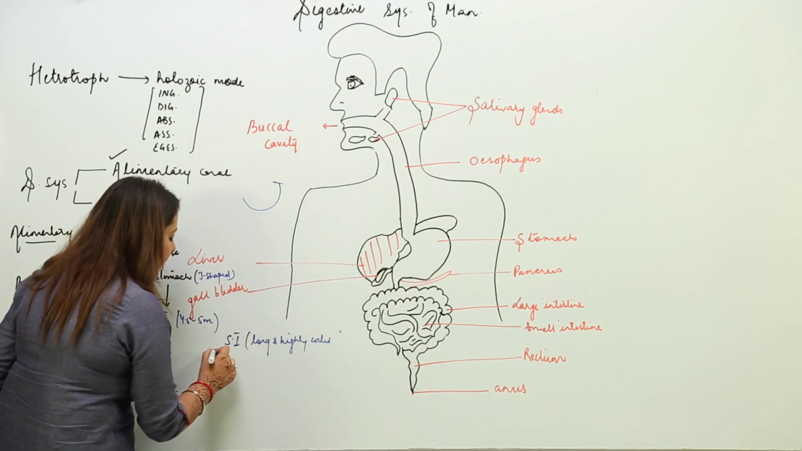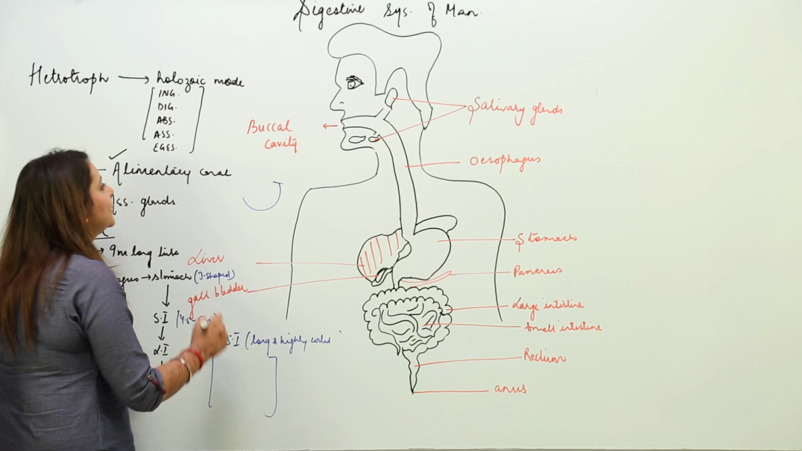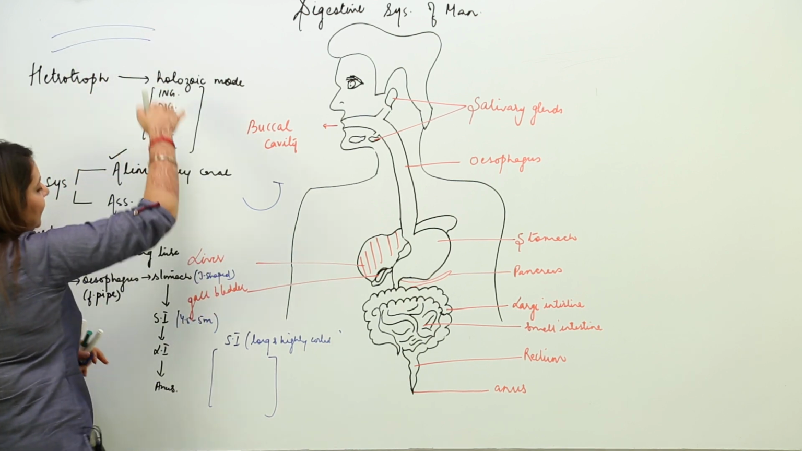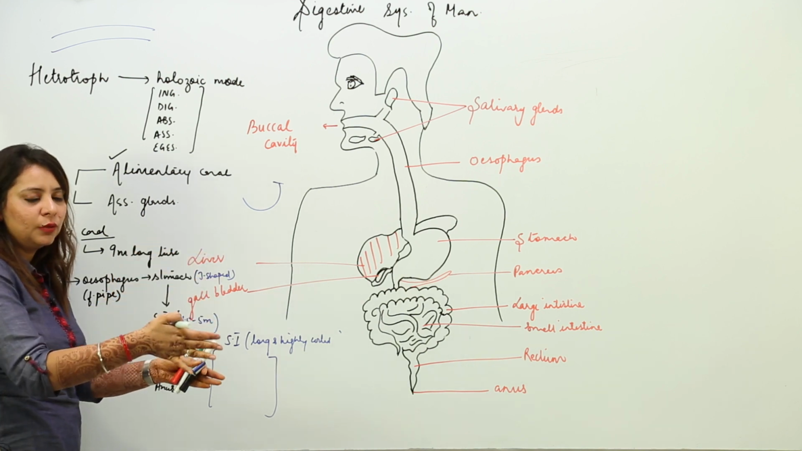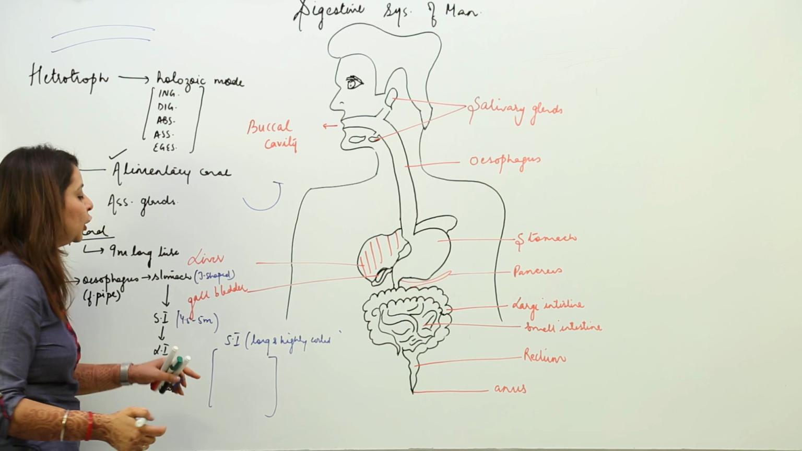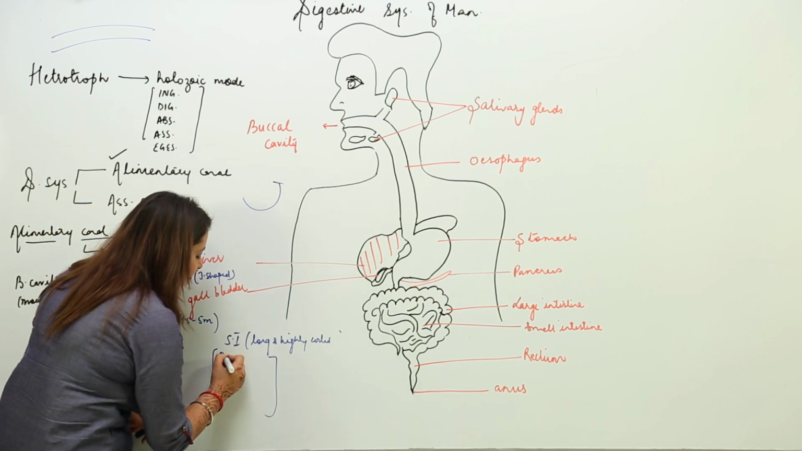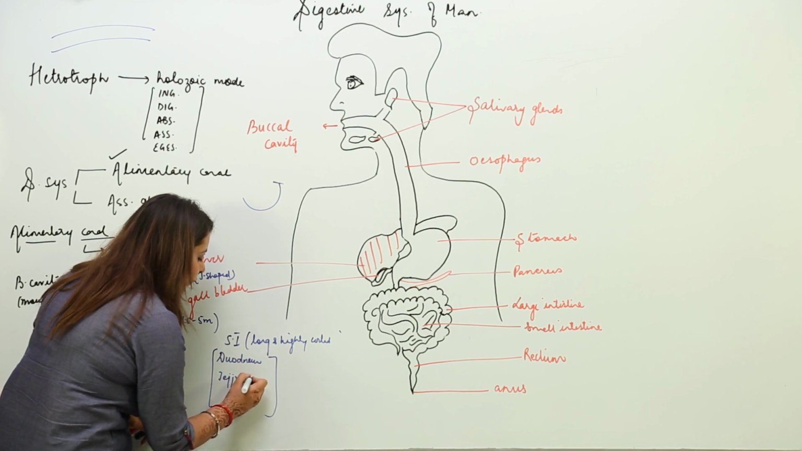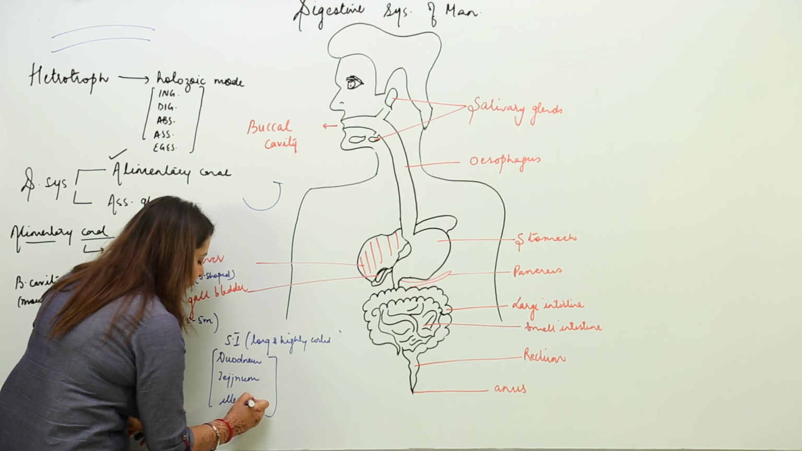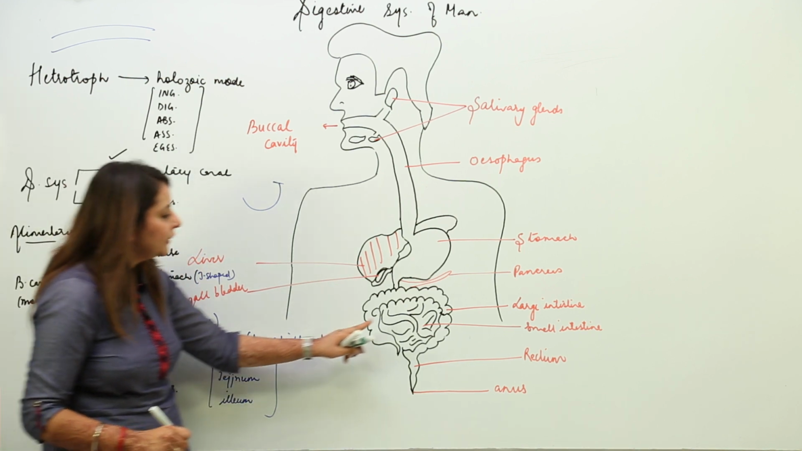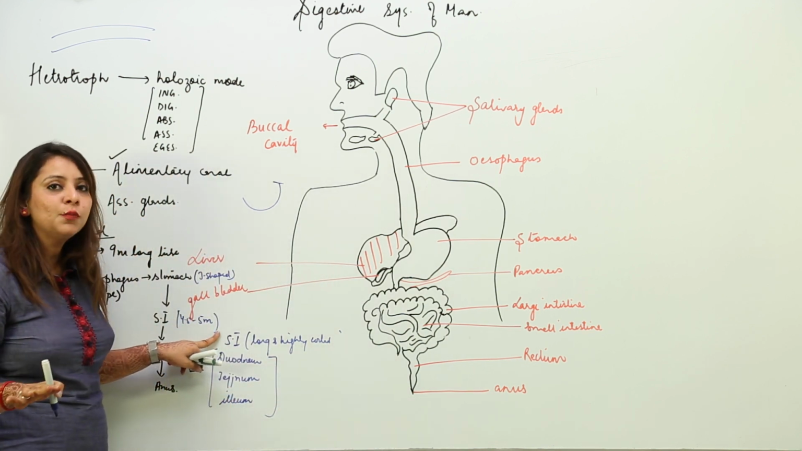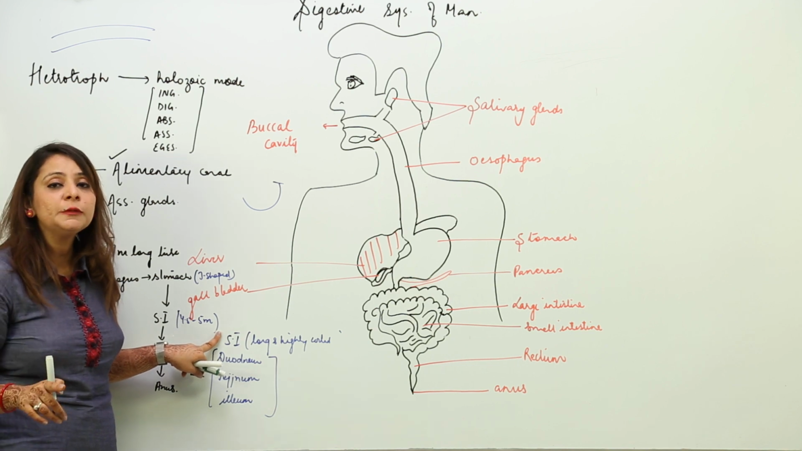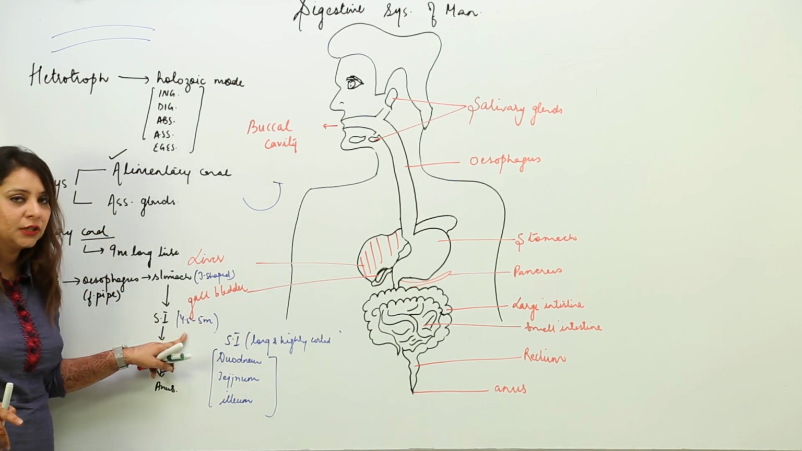So what we do is we divide small intestine into 3 parts. Let's say that this is a coiled tube. We divide it and give a specific name to the first part, the middle one and the third one. The first part of the small intestine is called duodenum, the middle one is jejunum, and the last one is the ileum. So these are the 3 parts of the small intestine. Though the name is small, it is actually the longest part of the alimentary canal, which is 4.5 to 5 meters long.